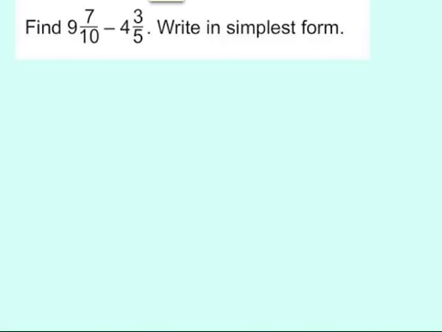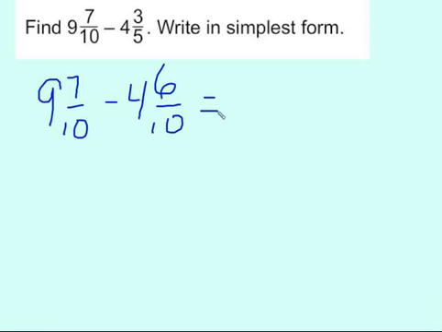All right, so in this one we don't have common denominators, but again, they're easily found. 9 and 7/10 minus 4 and 6/10. So 9 minus 4 is 5. 7 minus 6 is 1. My final answer is 5 and 1/10.